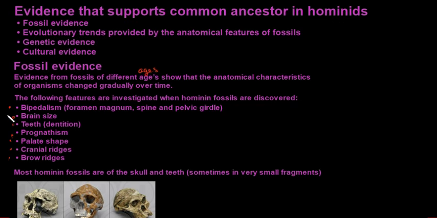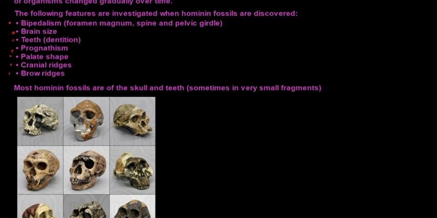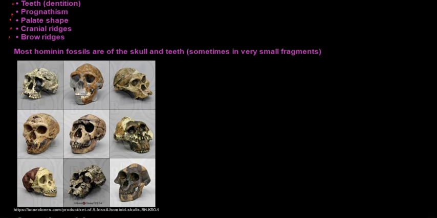So you can just go look at that again. That is what we look at for the fossil evidence and the evolutionary trends. And then also, most hominin fossils are only of the skull and teeth, and sometimes they are in very small bits and pieces. So it takes a lot of anatomical knowledge for these people to actually compile, or build, a skull just based off of the little material that they have actually found. So it's quite amazing how they can do that.